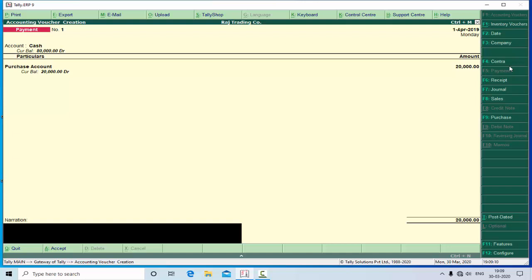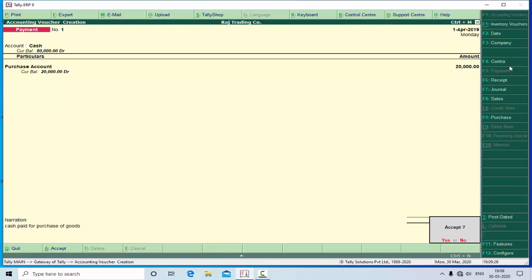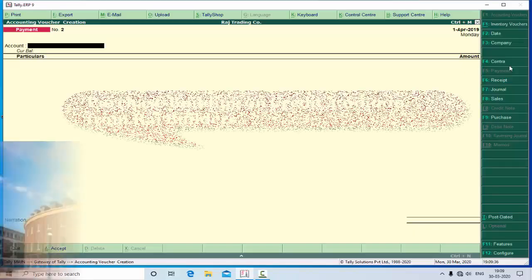You can also record that entry in the purchase voucher. You can use the shortcut key F9. So enter here, payment of purchase, cash paid for purchase of goods. So I think you understand how to record the entry of purchase. You can record that entry in the payment voucher, and you can also record that entry in the purchase voucher using F9. I think you understand.